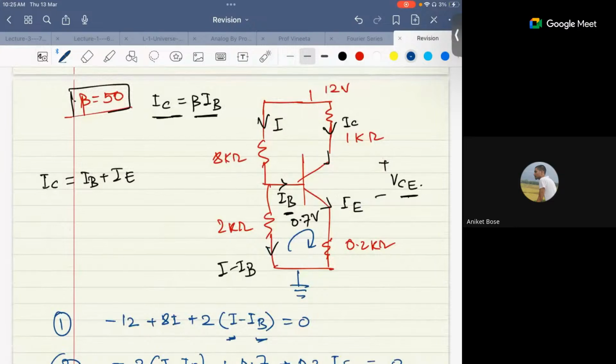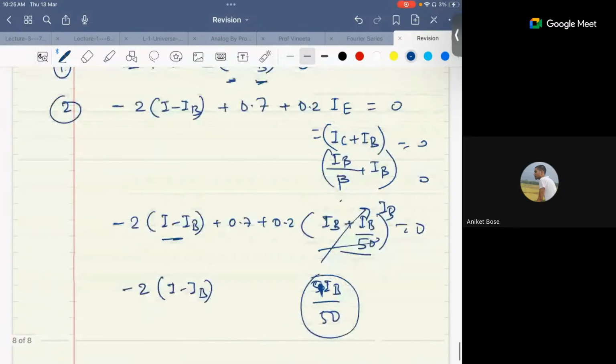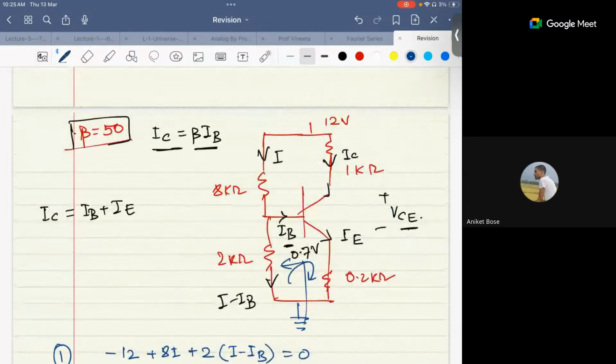And sir, how to do it with Thevenin? With Thevenin, you can just take this equivalent. If you just look from here, what will be the Thevenin equivalent? This will be something like that, right?